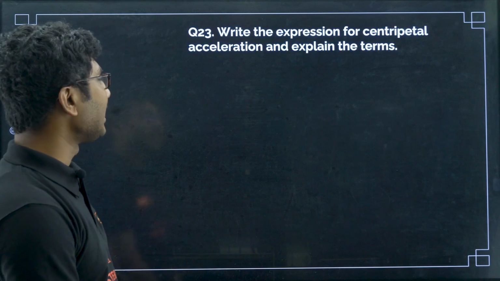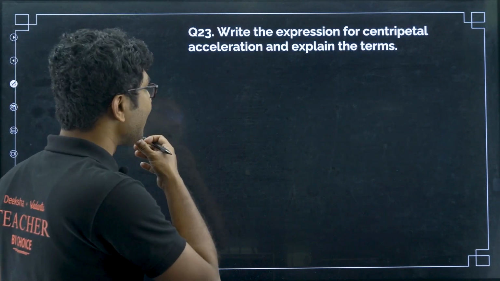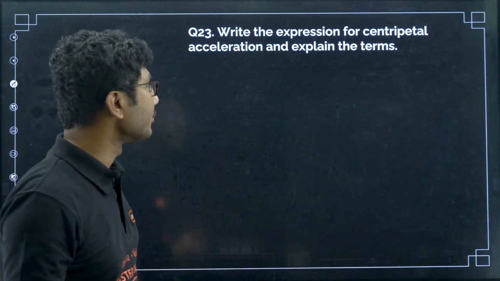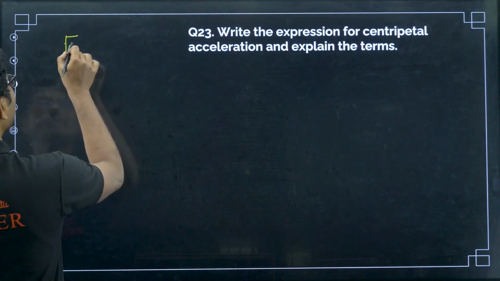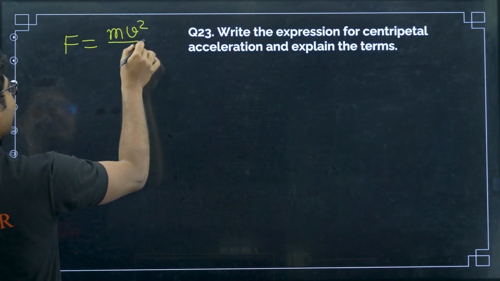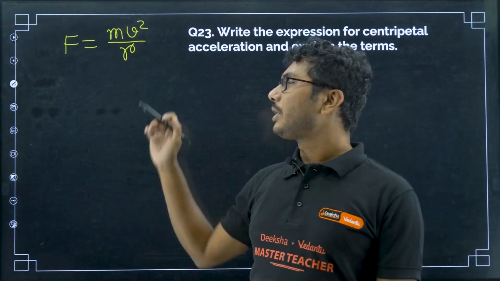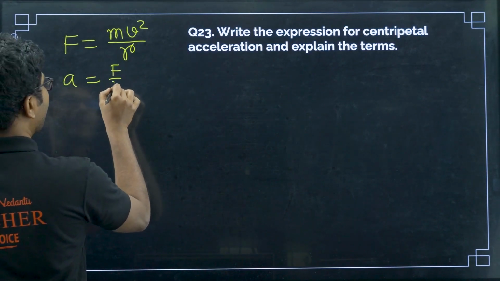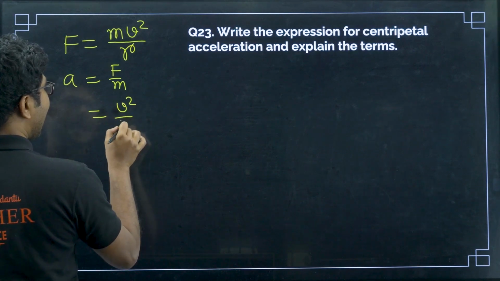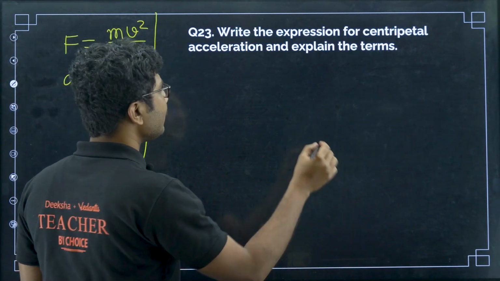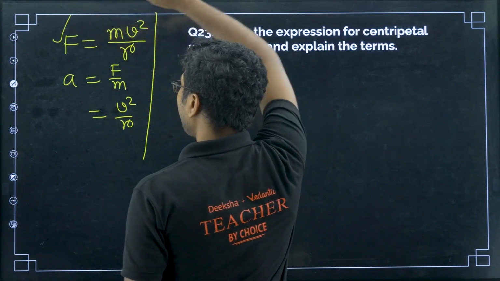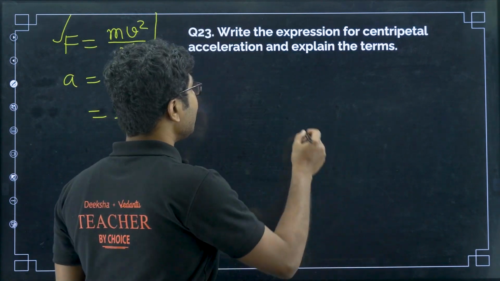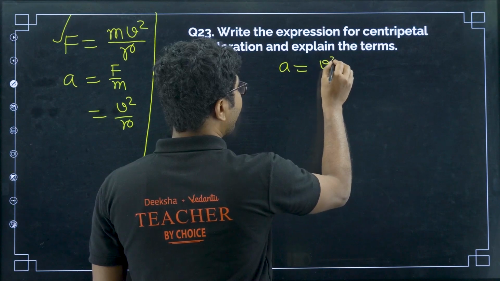Write the expression for the centripetal acceleration and explain the terms. You have to remember they asked for centripetal acceleration, not centripetal force. So, you can remember the formula for centripetal force as well. If you remember this formula, you can find the centripetal acceleration too, because acceleration is basically F by m. In case you remember that acceleration is v square by r, very well, you can use that. It is used more commonly than centripetal force, which is why it is easier to remember. So, acceleration is basically v square by r.